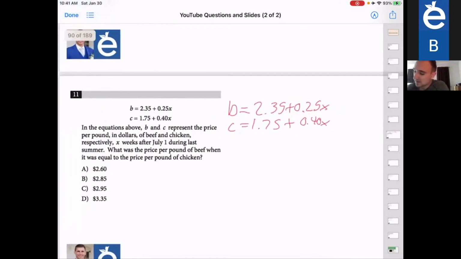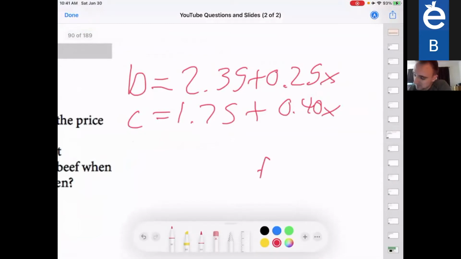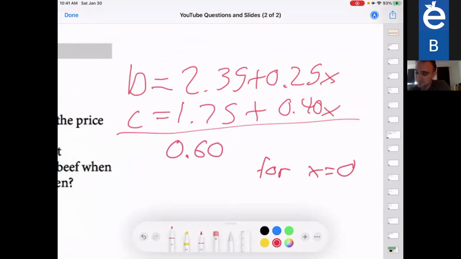The way I can think about doing this is that I can see right off the bat, like I said, if we plugged in 0 for X, or X equals 0, the overall difference right now between the price per pound of our beef and our chicken is 60. The difference between $2.35 and $1.75 is 60 cents. The difference in our increase per week of each of these two is 0.15x, meaning each week the price of chicken will increase by 15 cents more than beef.